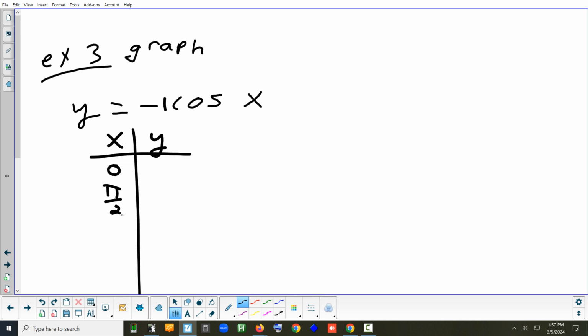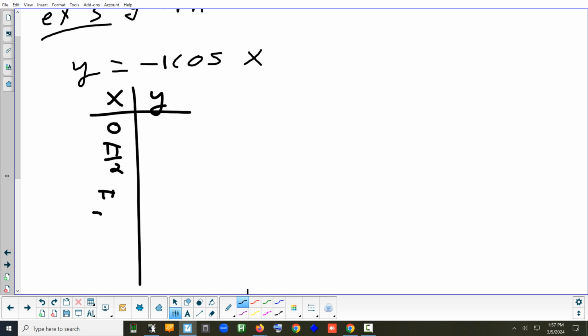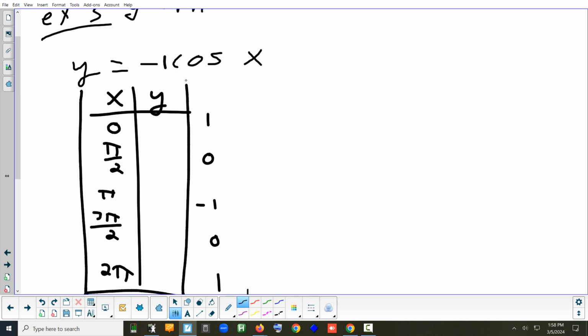So the x's stay the same. Hopefully, as you start to write these enough times, you eventually memorize those x values. The y values for cosine we already did earlier. And what's going to happen to all those y values? They all become the opposite. Negative 1, 0, 1, 0, negative 1.